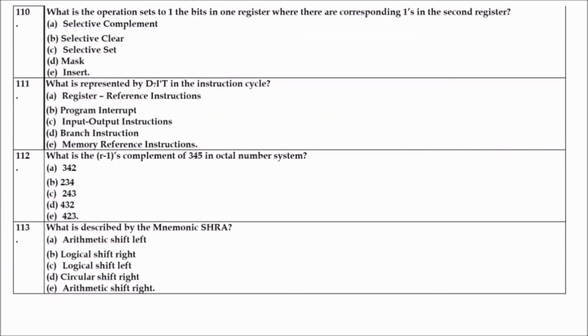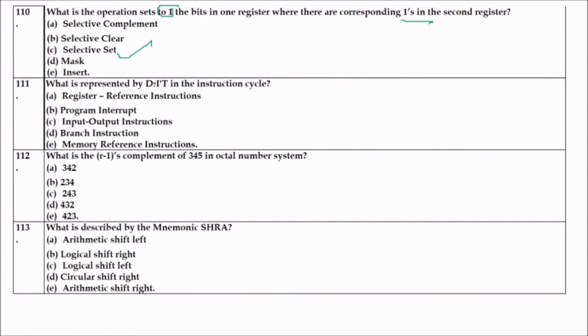What is the operation that sets to 1 the bits in one register where there are corresponding ones in the second register? 110. The answer would be selective set. Selective set is the operation which sets to 1 the bits in one register where there are corresponding ones in the second register.